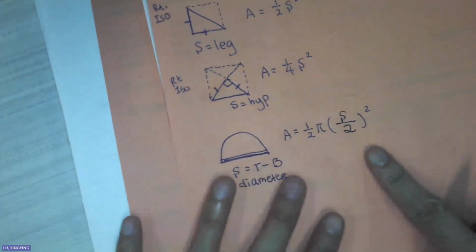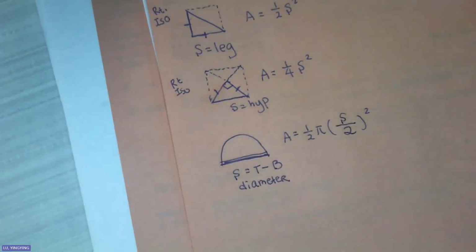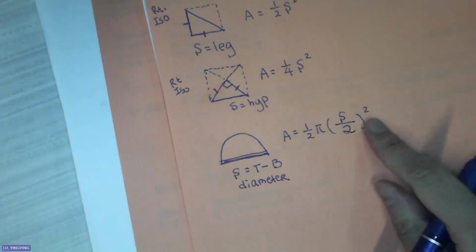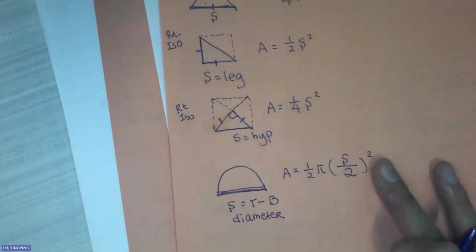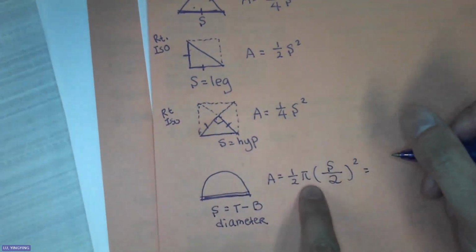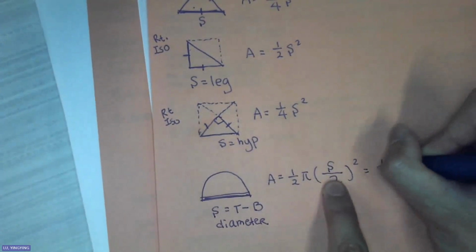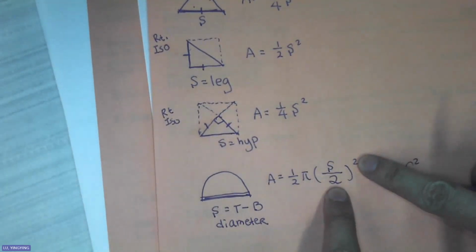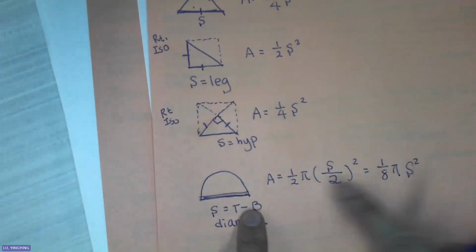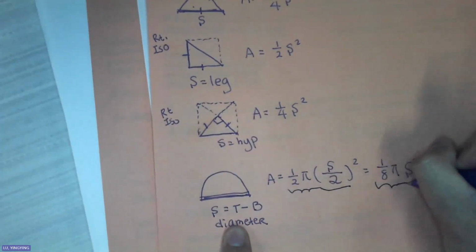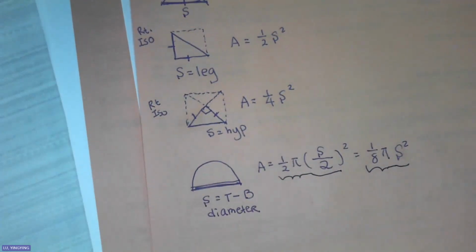Now they also, in the multiple choice, can have this in the setups. They can also simplify this. S over 2 all the way squared is S squared over 4. So this is 1/2 pi times S squared over 4, which makes it 1/8 pi S squared, if I factor out the 1/2 all the way squared. You need to know both formulas because they can use either in the MCQ answer. Again, S is still top minus bottom, or right minus left if it's horizontal.